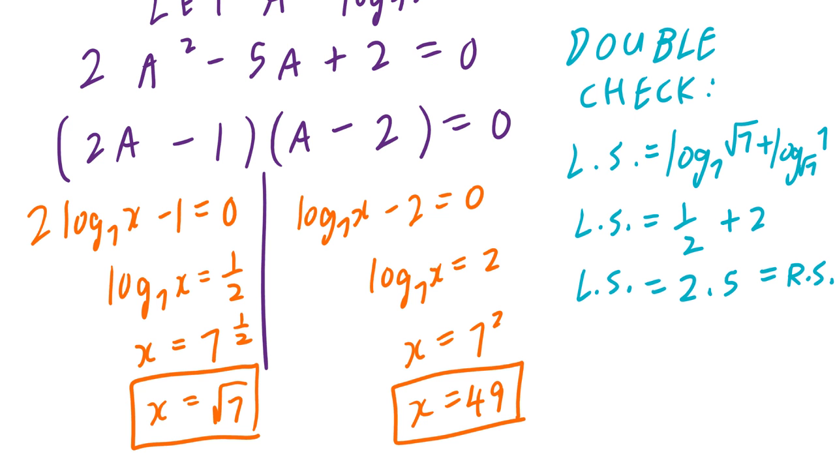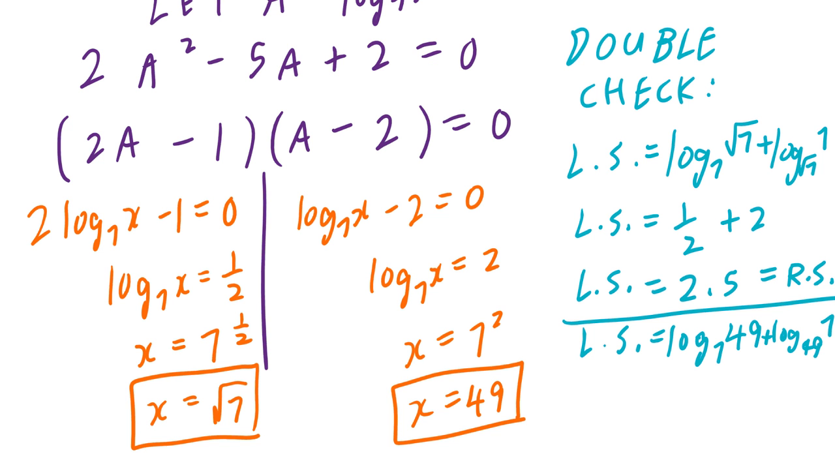Likewise, if we check the second case, the left-hand side equals log base 7 of 49 plus log base 49 of 7. And again, this is going to give you 2 plus half, which is 2.5, which equals the right-hand side. I hope this makes sense.